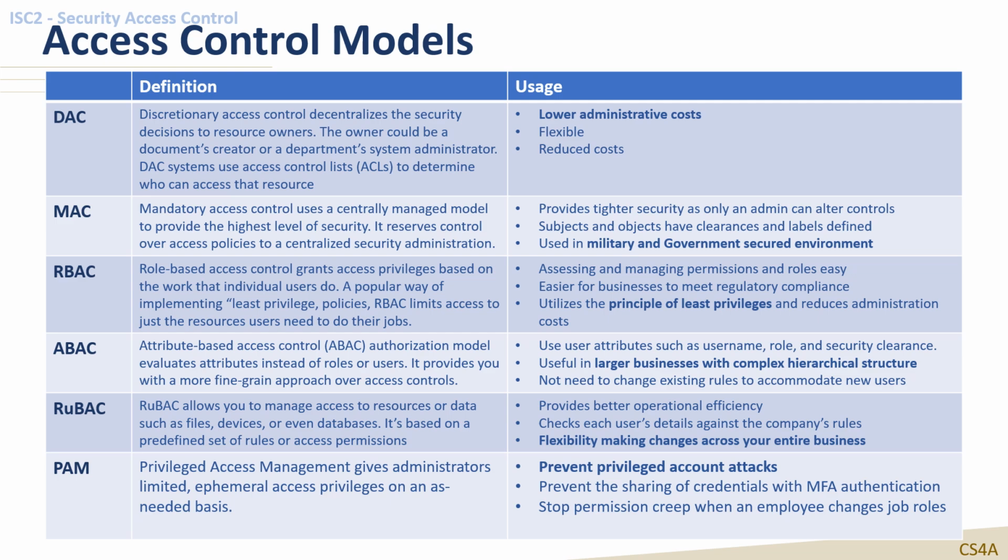So here we'll see the access control models. The first one is DAC, discretionary access control. This is a decentralized way of setting access control. Here the owner has full control, so he can delegate object permissions to any other users. The administrator has low overhead, and the main advantages are lower administrative cost, flexibility, and reduced cost.